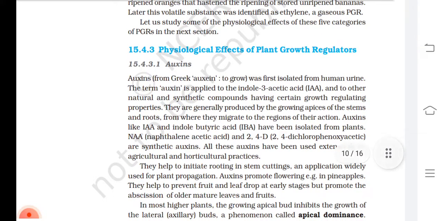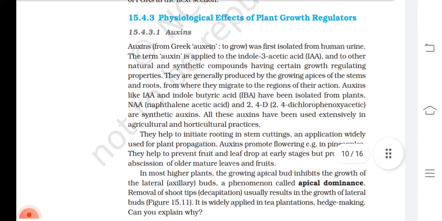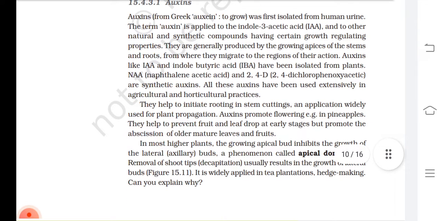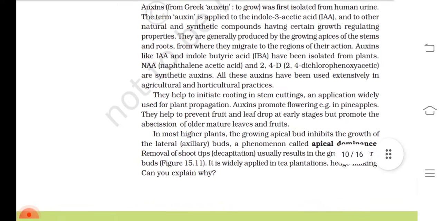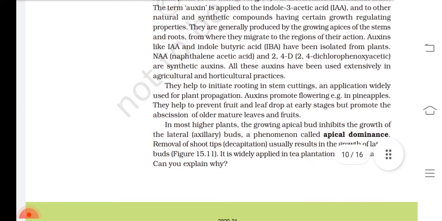15.4.3 Physiological effects of plant growth regulators. 15.4.3.1 Auxin. Auxin, from Greek auxein, to grow, was first isolated from human urine. The term auxin is applied to indole-3-acetic acid, IAA, and to other natural and synthetic compounds having certain growth regulating properties.